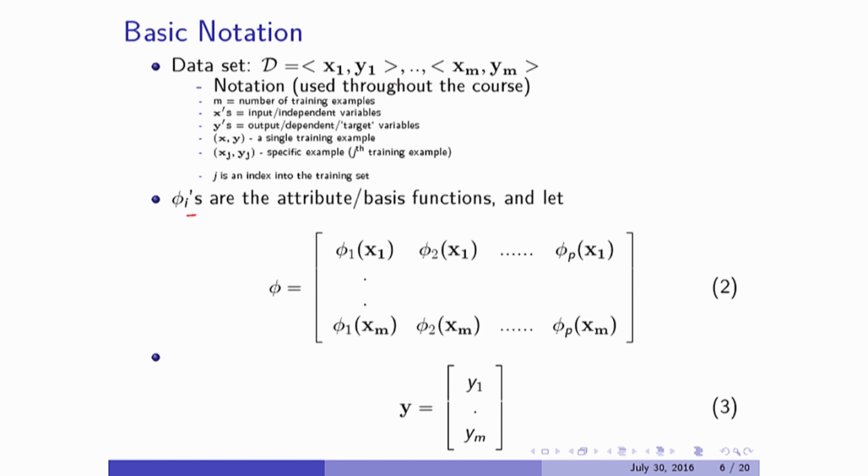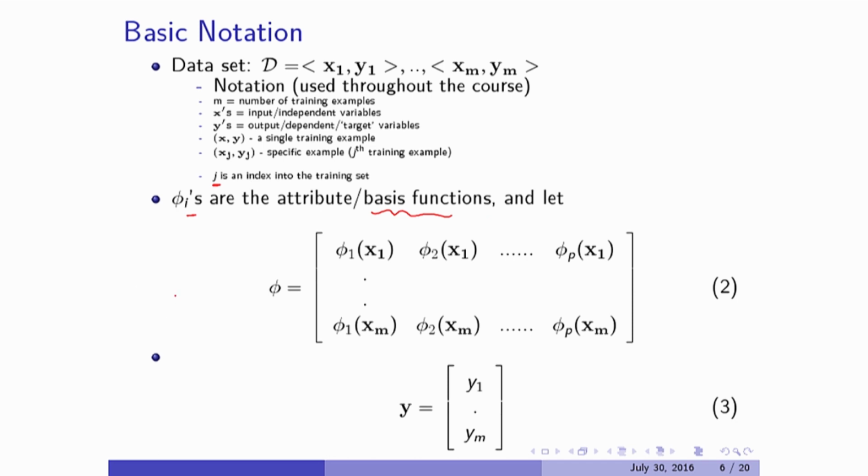So continuing with this notation, the dataset D will consist of m training examples x1, y1 to xm, ym. The x's will be the input or independent variables. The y's will be the output or dependent target variables. We'll try and use j as an index into the training set. So xj, yj is a specific training example. We'll try and use i's as indices into the attribute functions. We'll also call them basis functions.